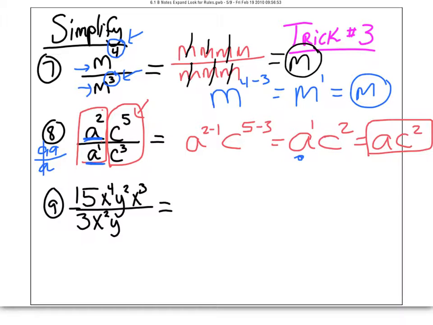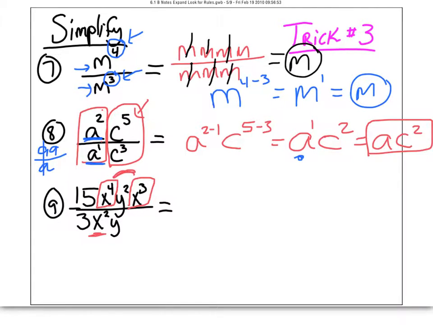Okay, number 9 has a couple things going on in it. First thing you might want to do, there's a couple approaches, is I'm going to use the rule from the last slide and combine these 2 x's on the top. Because if you look at this problem, there's actually 3 sets of x's. Our final answer has to have 1 group of x's, so we have to take care of that. I'm going to do these 2 first.